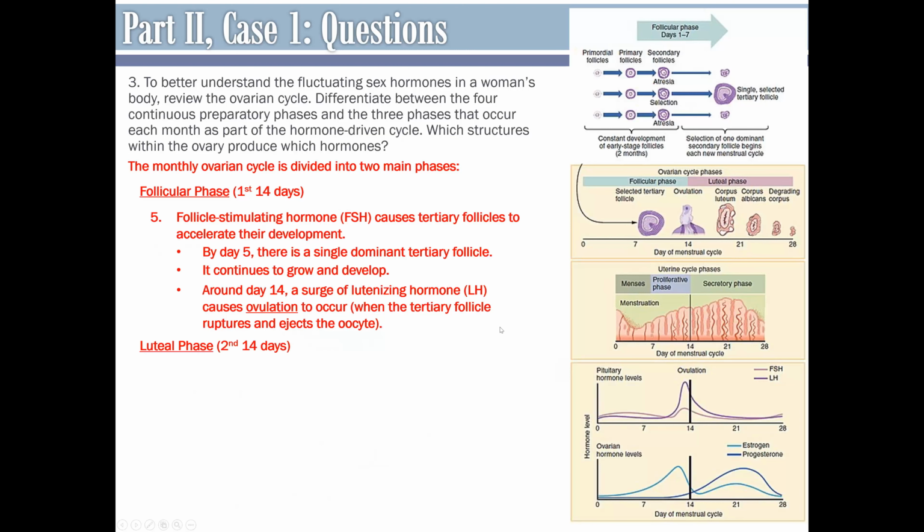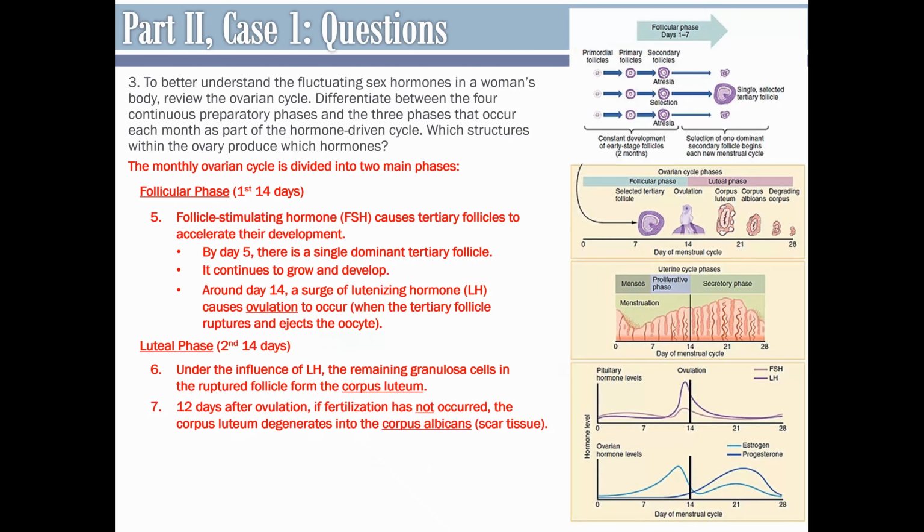Then you move into the luteal phase, which is the second 14 days of the cycle. And then under the influence of the luteinizing hormone, the remaining granulosa cells that were left behind from the ruptured follicle form a structure called the corpus luteum. And then about 12 days after ovulation, if fertilization has not occurred, the corpus luteum degenerates into the corpus albicans, which is essentially a little mass of scar tissue.